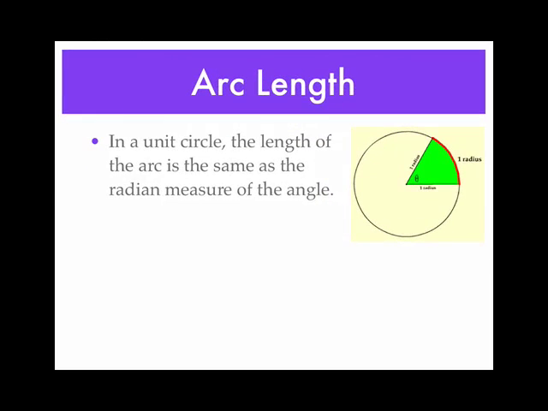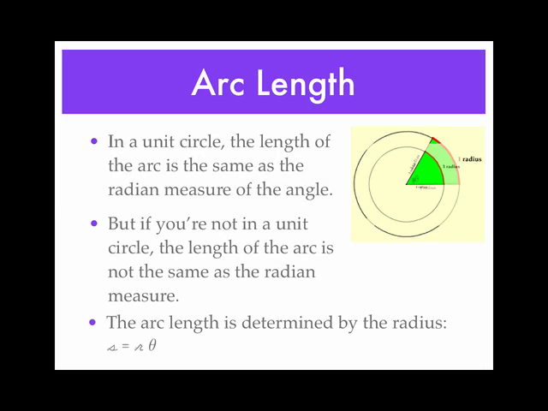Finding arc length involves the fact that in a unit circle, the length of the arc is the same as the radian measure of the angle. That's the definition of a radian. But if you're not in a unit circle, the length of the arc is not the same as the radian measure. To find the arc length, you basically take the radian measure times the radius of the circle. The radius of the circle really determines the length of the arc.